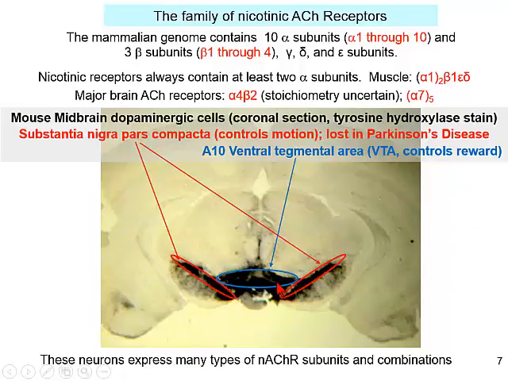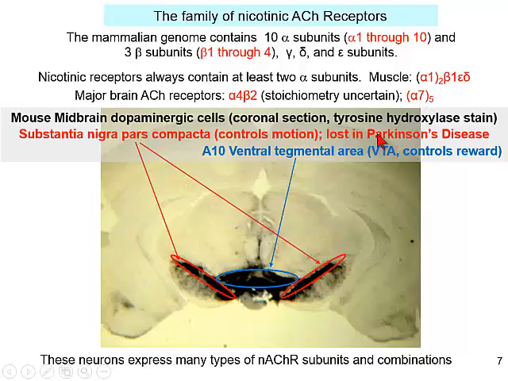Both of those regions in the handlebar mustache, the handlebars and the upper lip, make dopamine. And both regions have lots of acetylcholine receptors on them, a special type called nicotinic acetylcholine receptors. The mammalian genome actually contains lots of subunits for nicotinic receptors. The major brain nicotinic acetylcholine receptors have alpha 4 and beta 2 subunits in them. Their stoichiometry is uncertain. Other brain nicotinic receptors are homopentamers of the so-called alpha 7 subunit.